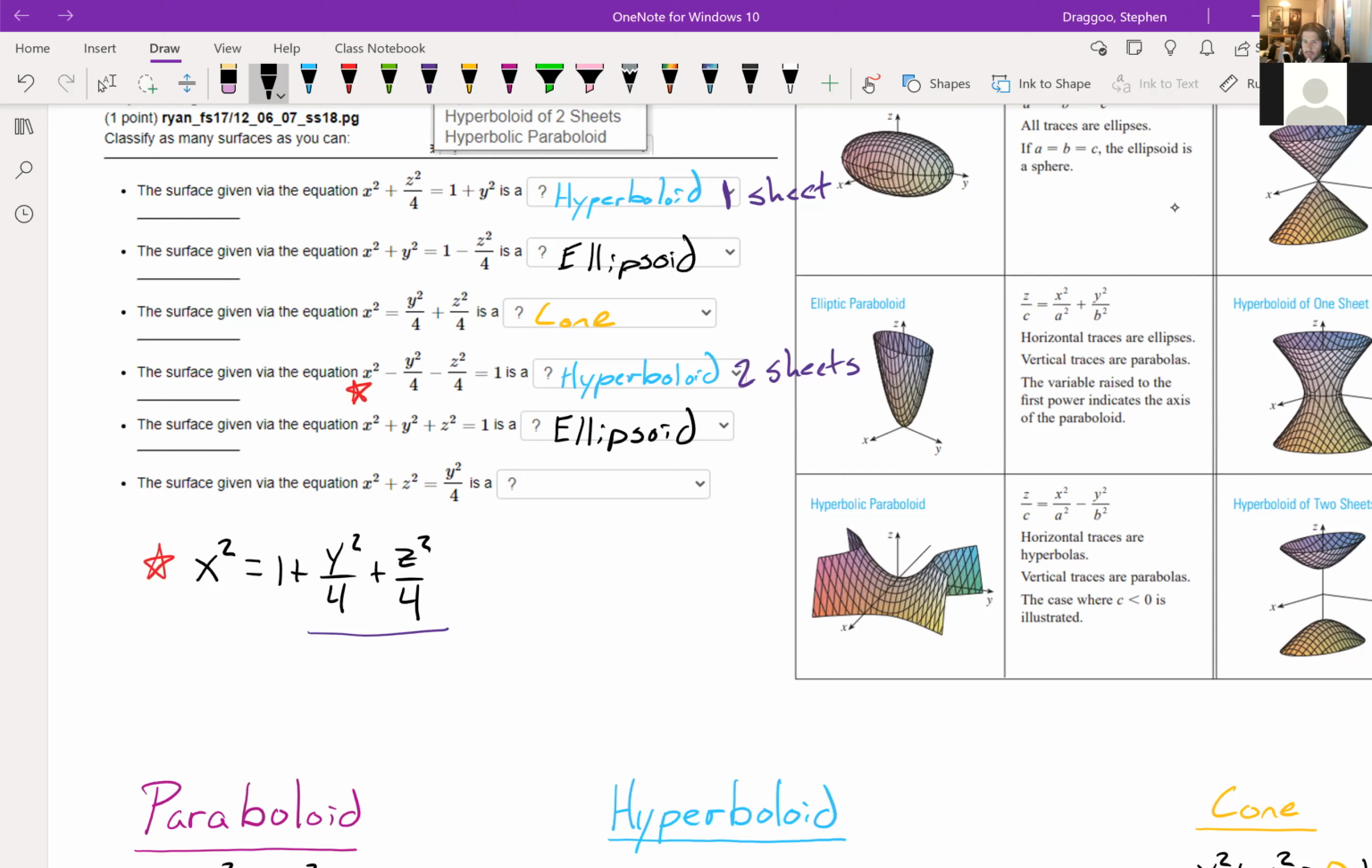And if we look at that bottom one, x squared plus z squared equals y squared. Notice again, there is no constant term. So we are once again looking at a cone, because, yep, our constant term is 0.